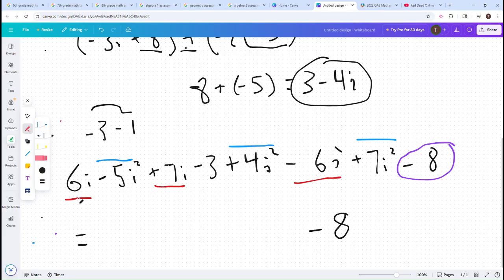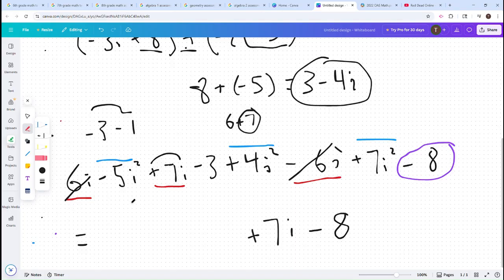So let's look at the i's first. We have 6 i's, plus 7 i's, minus 6 i's. So basically, this 6i and this minus 6i cancel out, leaving just the 7i. So we'll put that in front of the minus 8.